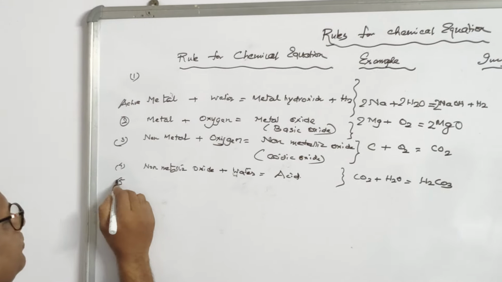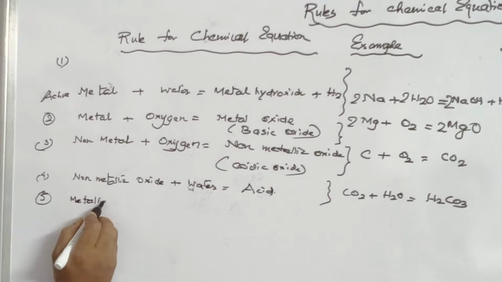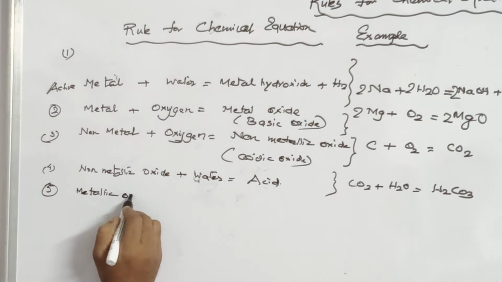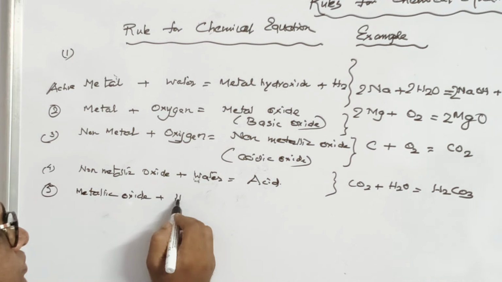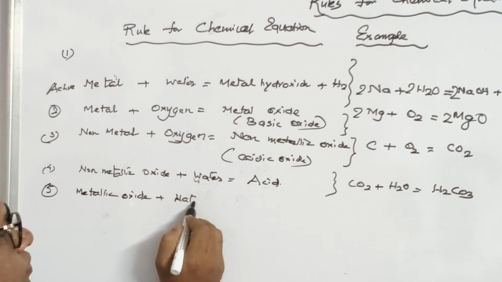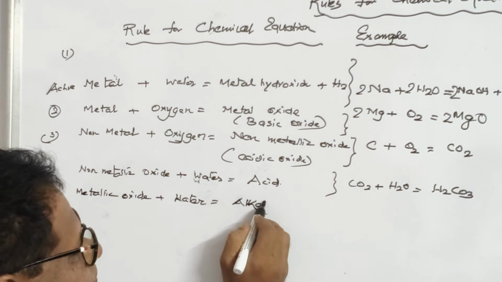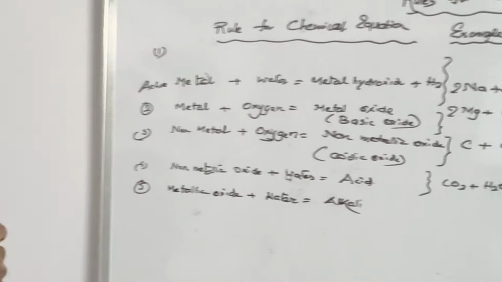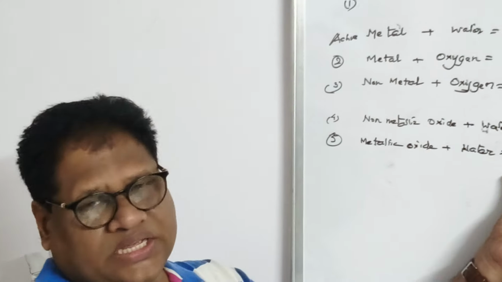Fifth, metallic oxide. This metal oxide, okay, metallic oxide, if you dissolve it in water, it will form alkali, okay. Why I am telling dissolving water? Because you know only those bases which are soluble, they dissolve in water to form alkali.